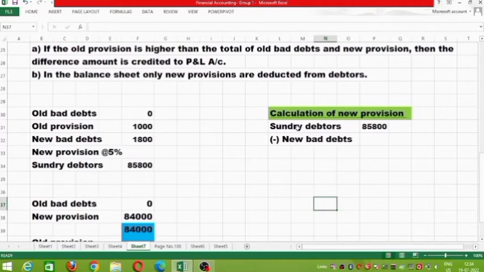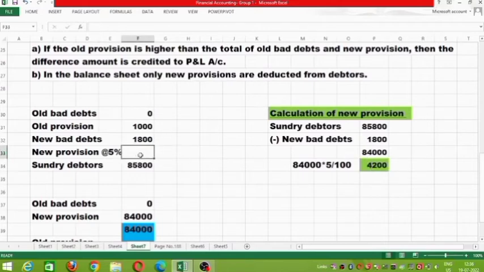So we need to calculate. How to calculate? To calculate the new provision, we require sundry debtors amount, that is 85,800. From that amount, we need to deduct new bad debts, which is given in the adjustment, that is 1,800. So let's see the difference. That is 84,000. On this 84,000, we need to charge 5%. Let's calculate what is the amount. That is 4,200. 4,200 is the new provision.